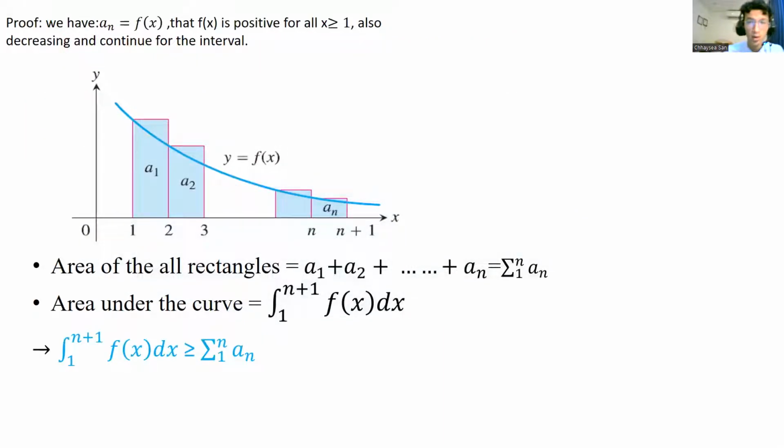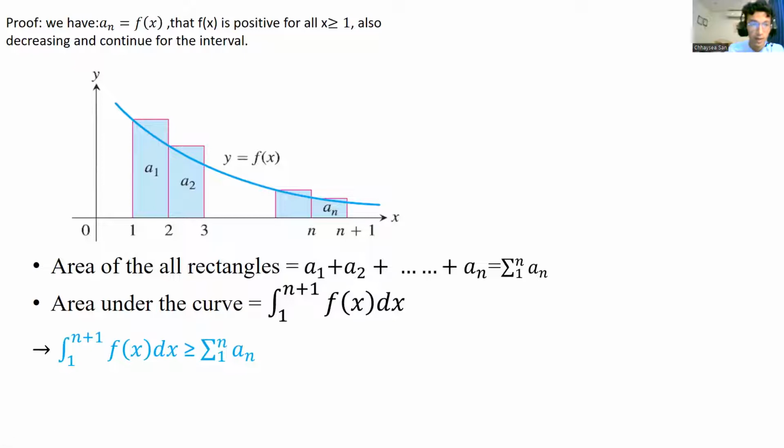First thing, we need to assume that a_n equals f(x), where f(x) is positive for all x greater than or equal to 1, and also decreasing and continuous on the interval. So now let's see the graph here, y equals f(x), and the rectangles. So now let's start with the rectangles.